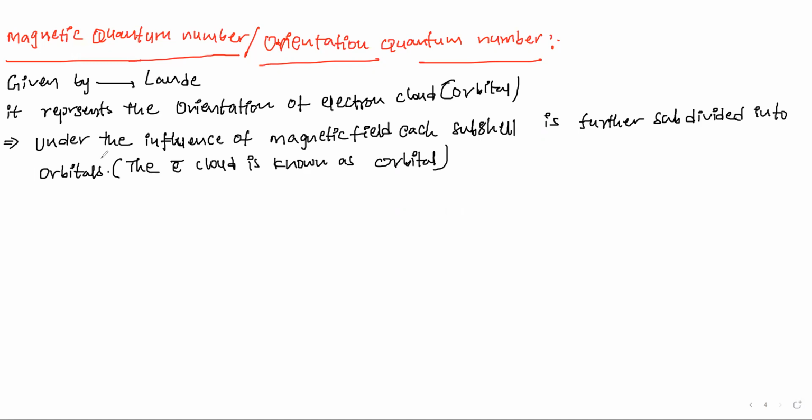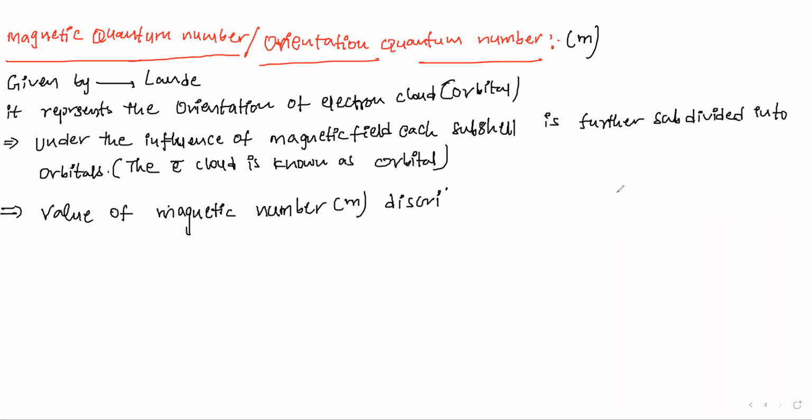Magnetic quantum number. The value of magnetic quantum number depends on angular momentum quantum number. It is represented by small m. The value of m describes these different distributions of electron cloud.